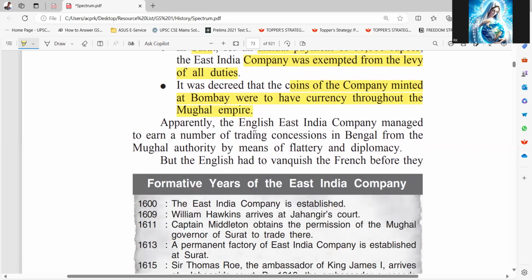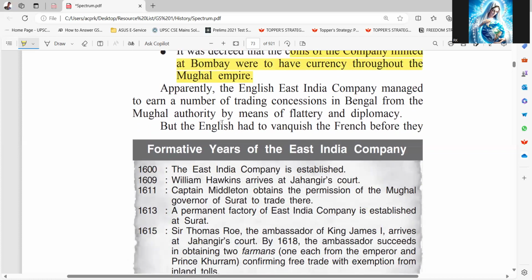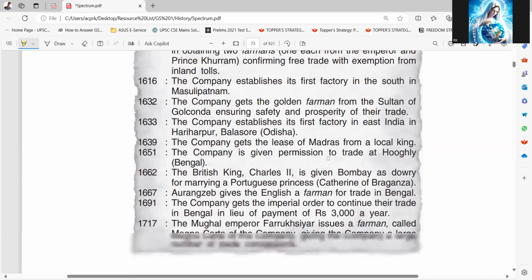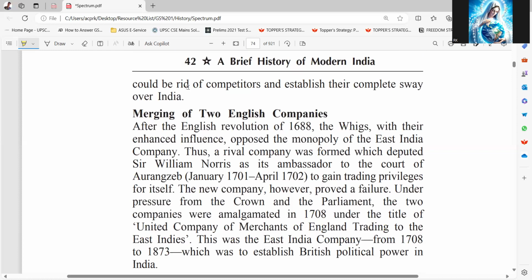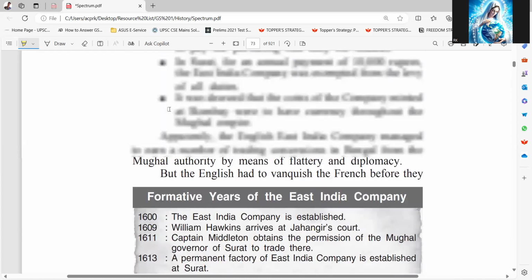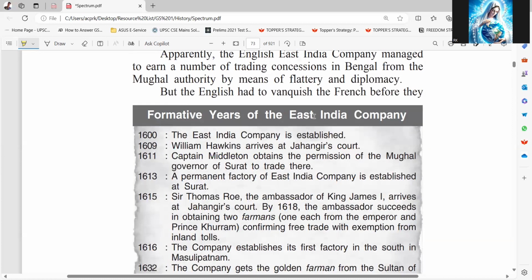Apparently, the English East India Company managed to earn a number of trading concessions in Bengal from the Mughal authority by means of flattery and diplomacy. But the English had to vanquish the French before they could be rid of competitors and establish their complete sway over India.